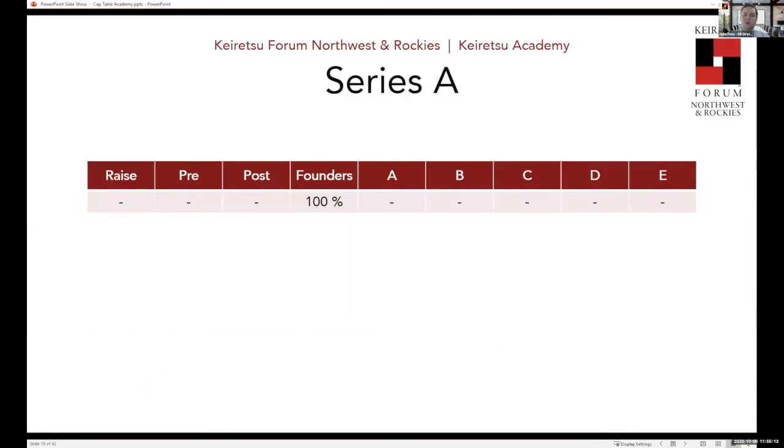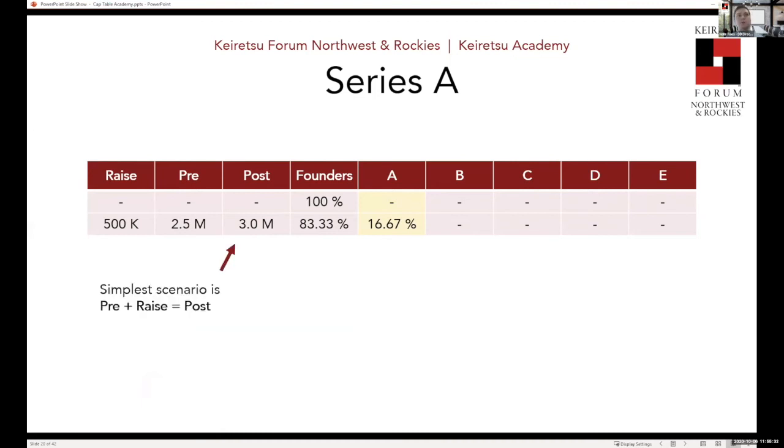So just to set the groundwork for what will be our first example here. We've just got a sample company, founders own all of it, and they're going out to raise their first round of capital. So we get to what we're going to call the Series A round. The founders are raising $500,000 on a $2.5 million pre-money valuation. Now, in the simplest scenario, the post-money, as hopefully everybody knows, is just to take the pre-money, add how much the company is raising, and that's going to be your post-money valuation.